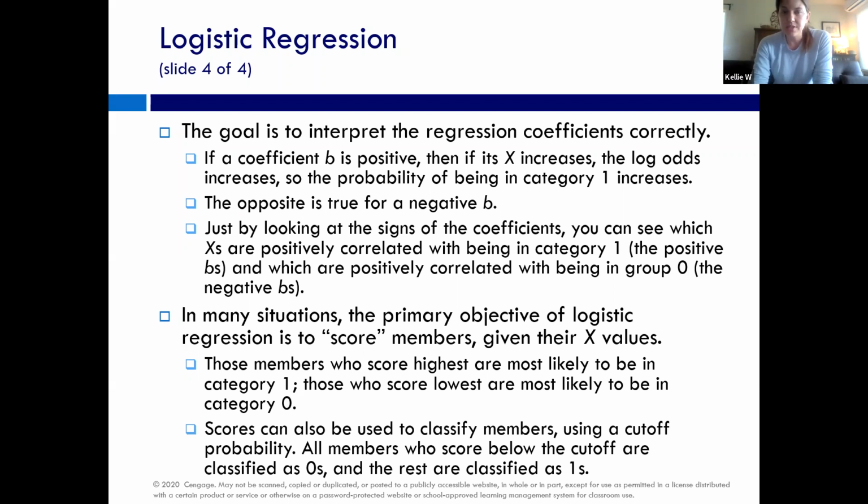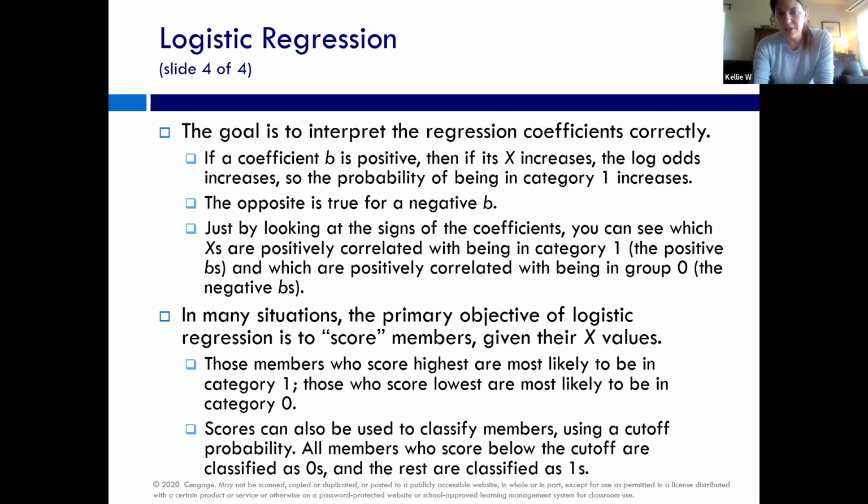In a lot of situations, the primary objective of logistic regression is to just score the members given their x values. However many explanatory variables you have, you just want to score your members. So the ones who score the highest end up in 1, the ones who score the lowest end up more likely to be in 0. And there's some point in the middle where you're flipping between 0 and 1, that's not so good, and those are where you get most of your errors in classification.